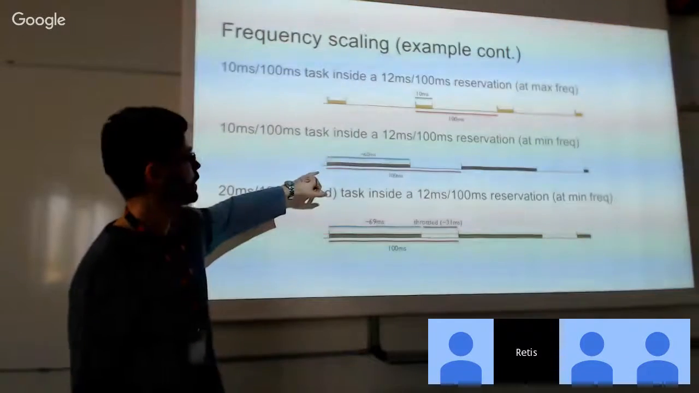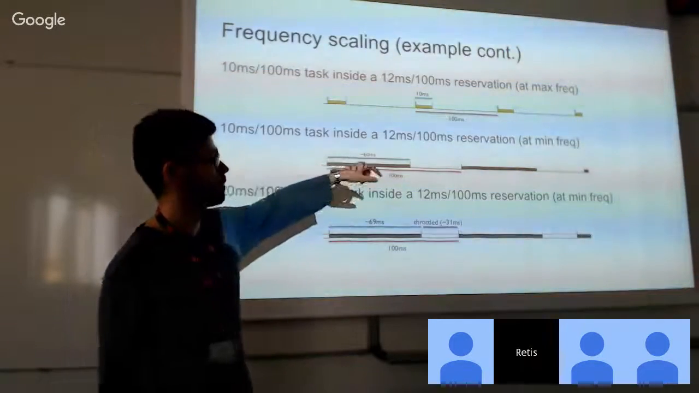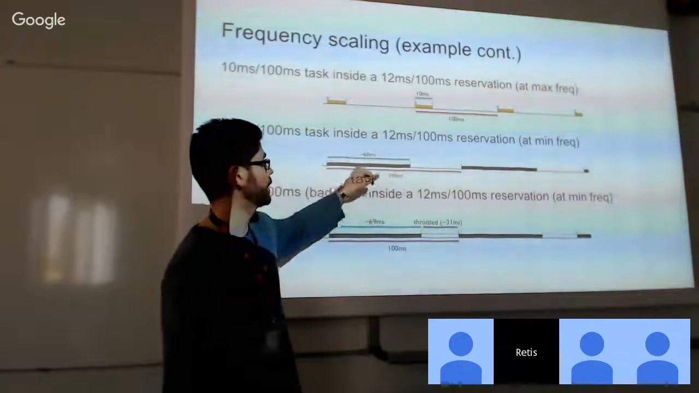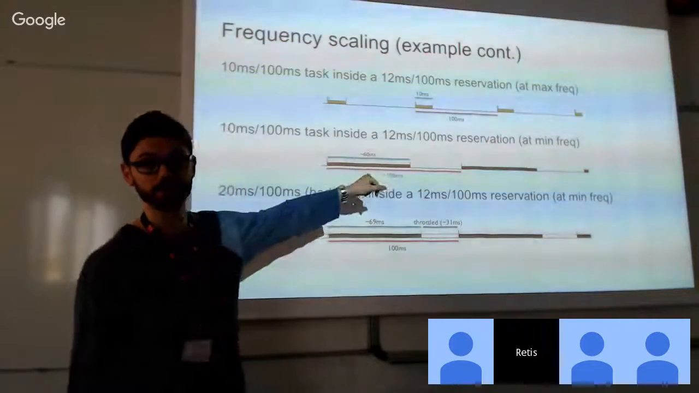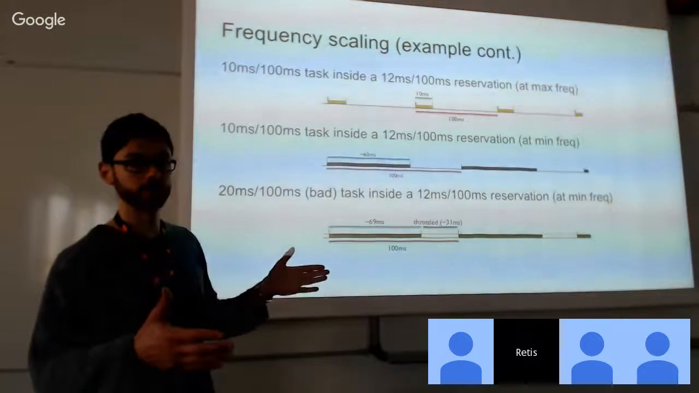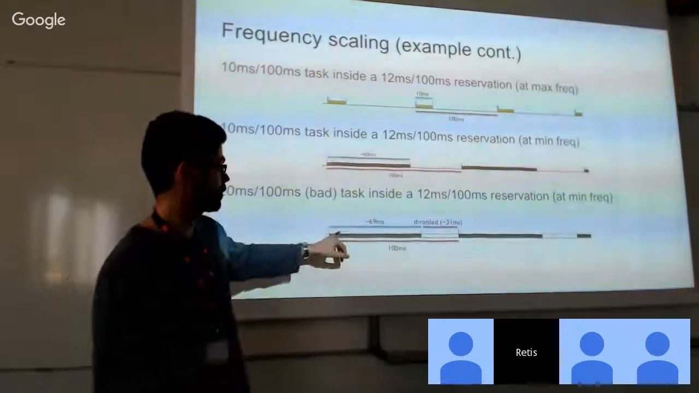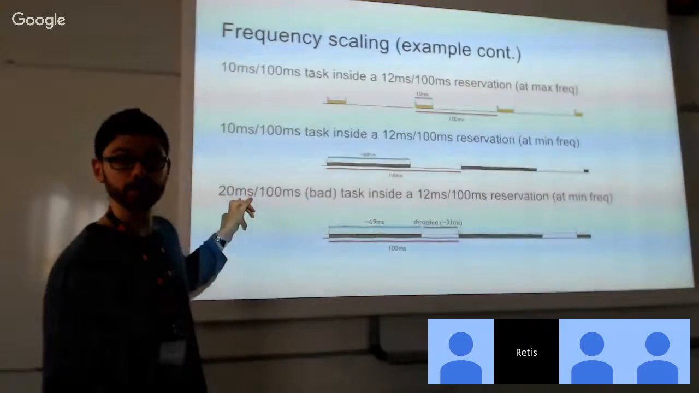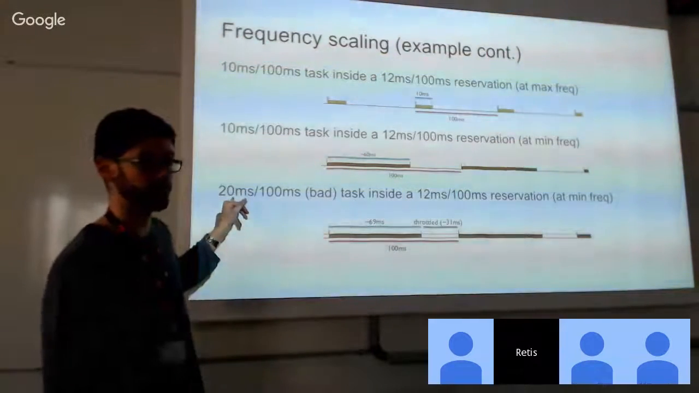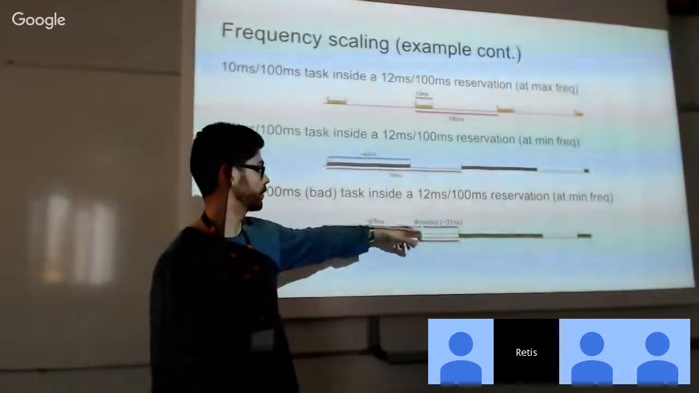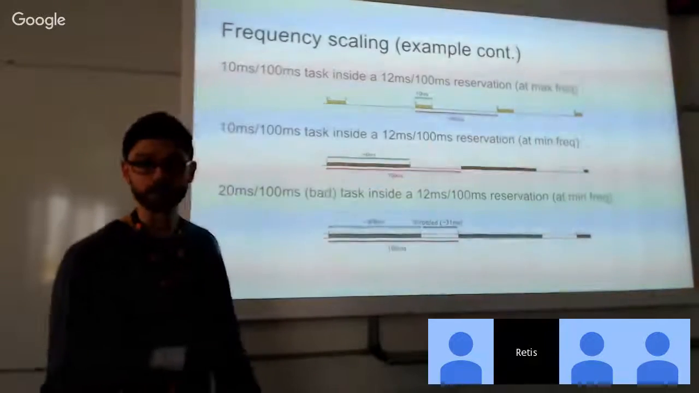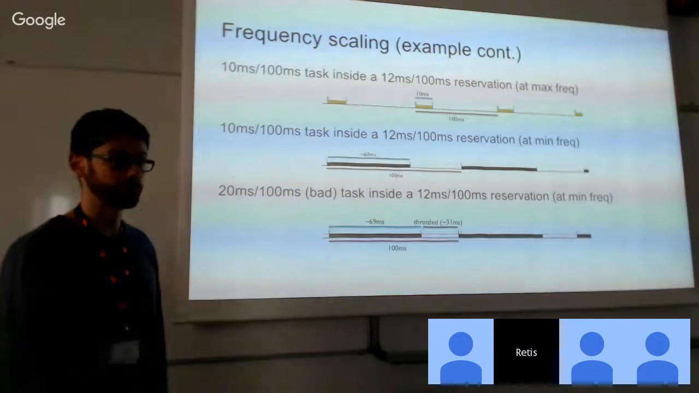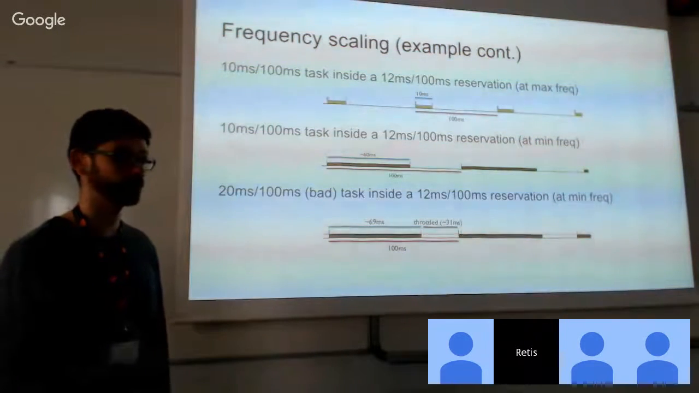Then if we run the task at the minimum frequency, the actual running time of the task will go to 60 milliseconds, but then it has 69 milliseconds to complete. And actually this rule is working because if I then try to run the same task for 20 milliseconds inside the 12 millisecond reservation, it will be throttled after 69 milliseconds, which is basically what we expect. It's a pretty simple example just showing how the thing actually works.